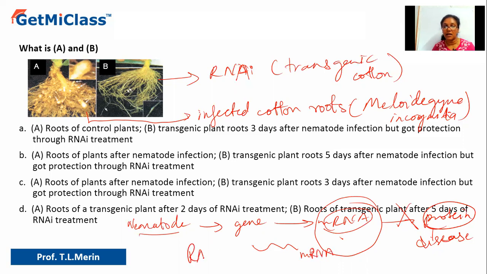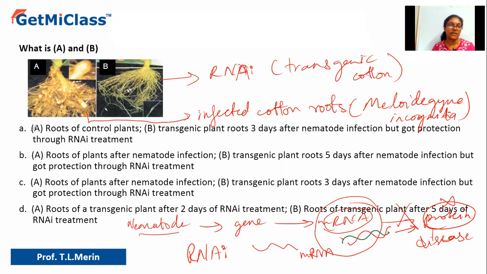This is what is called the RNAi method, or RNA interference. We call it interference mRNA. Why? Suppose this is the nematode mRNA, and we have introduced the gene for the complementary strand of this nematode mRNA. What will happen? This mRNA will form a double-stranded mRNA along with the nematode mRNA. So this will become double-stranded and hence it will not undergo translation and hence protein will not be formed. That is what the RNAi method is, and that has been done in this particular plant. So this is a transgenic plant where RNAi treatment has been already done. That is why the root looked healthy.